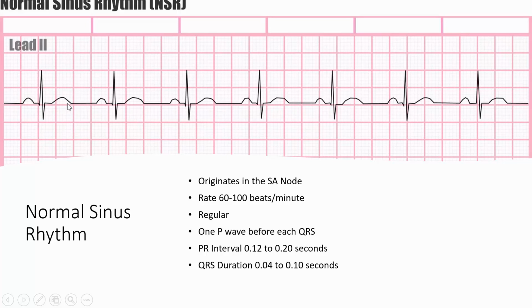Okay, so let's count the number of complete QRSs right here so that we can practice getting our rates correct. 1, 2, 3, 4, 5, 6, 7. So we have 7 complete QRSs. And so that tells us that the rate right here is 7 times 10 is 70. That is what it is.